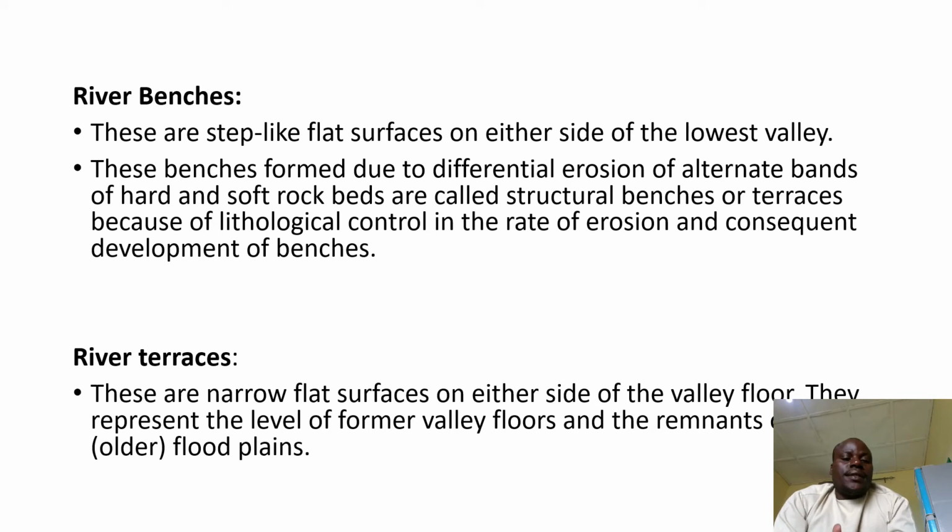River benches. These are step-like flat surfaces on either side of the lowest valley. They are like steps. They are formed due to differential erosion of alternate bands of hard and soft rock. Differential erosion means erosion taking place at different levels or rates. The soft rock is eroded away faster, and the hard rock remains resistant, forming features like benches.